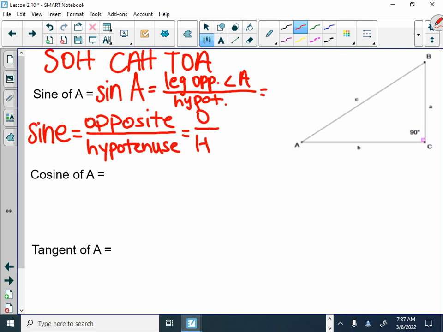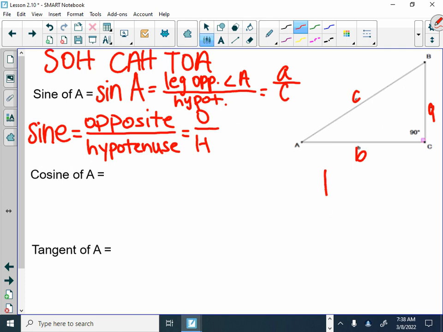Okay, so if my legs are named A, B, and C, you get the idea. Alright, so to figure out this ratio, I need the leg opposite angle A, and then I need the hypotenuse in the denominator. Okay? So which letter, A, B, or C, denotes the leg that is opposite of angle A, or across from? Which leg is opposite angle A? A, lowercase a, right? And then what's my hypotenuse? C.